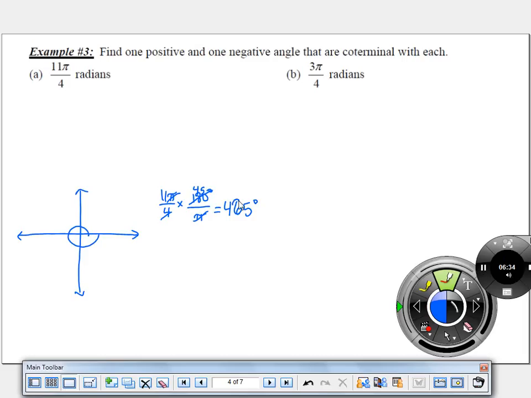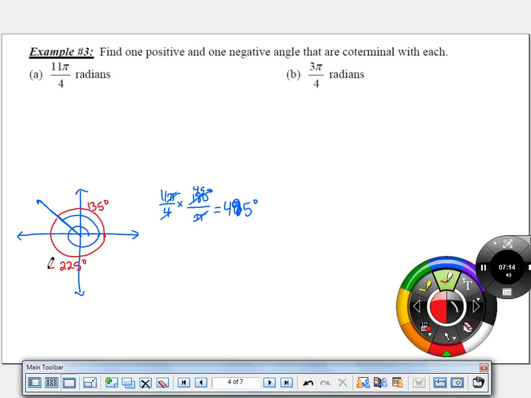Sorry, 495 degrees. Can't multiply. So that would be 360 degrees, and then another 135 degrees, which would end us right over here. Okay? So one positive and one negative coterminal angle with this. One positive angle would be the one that's not 495 degrees, but just from 0 to here, which was the extra 135 degrees that we went. The negative one would be from 0 to here this way, which would be 180 plus another 45, so 225 degrees negative. And then we would convert these back to radians.